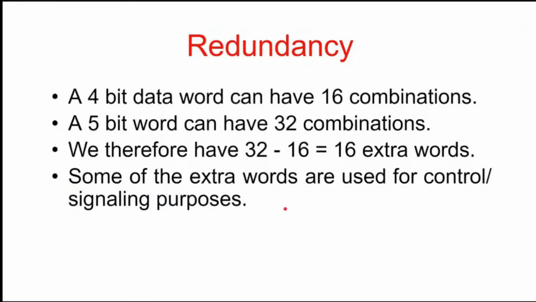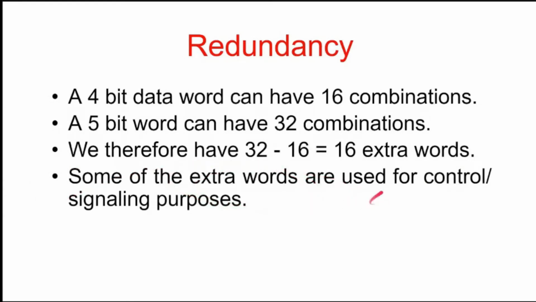Okay, now we have to see about the redundancy. That is nothing but a 4-bit data word can have 16 combinations, and a 5-bit data word has 32 combinations. So if I implement this using 4-bit and 5-bit, we have 32 minus 16, so 16 extra words will be added.